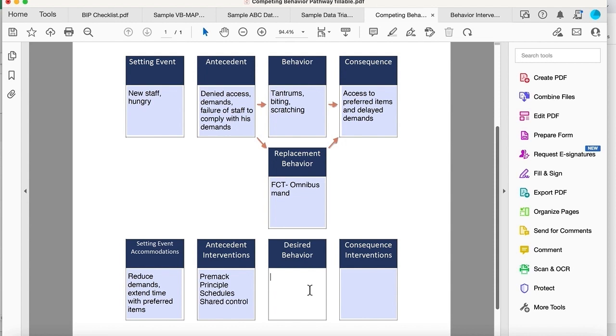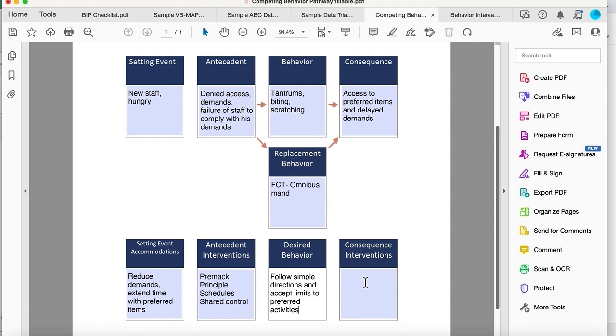The desired behavior is for Christian to follow simple directions, and we want him to accept some limits to those preferred activities that he likes so that he can complete simple tasks.